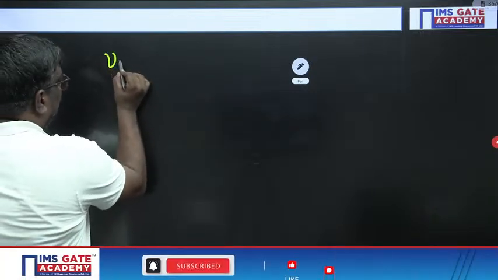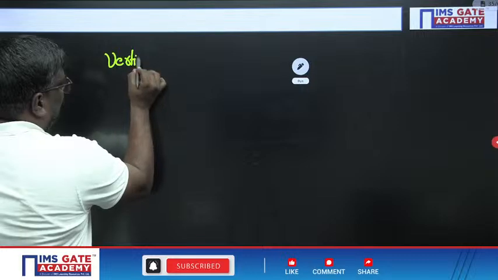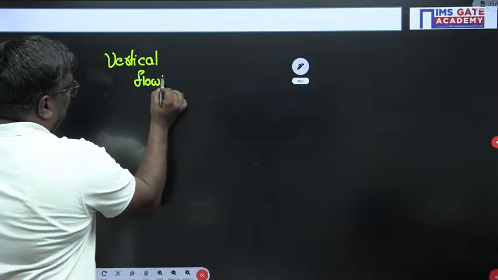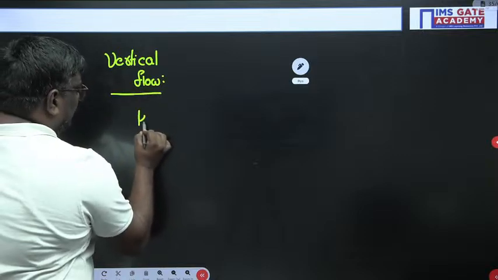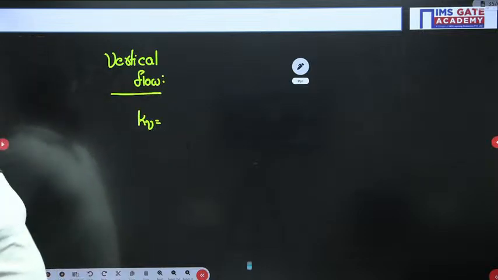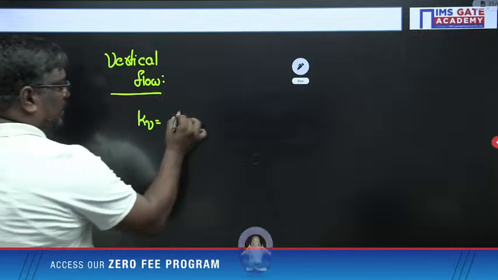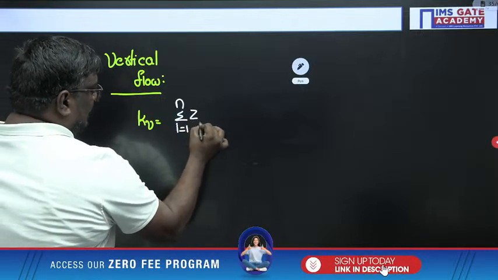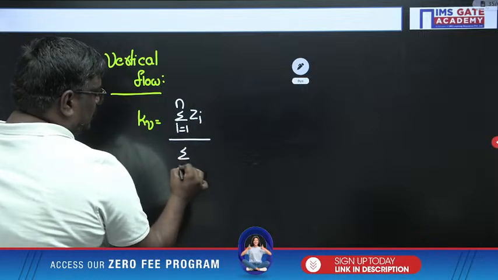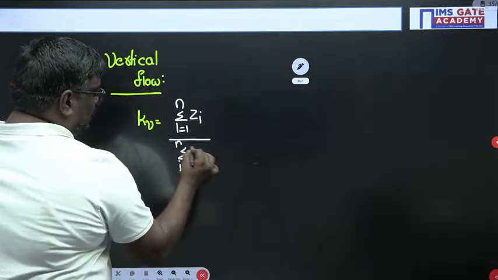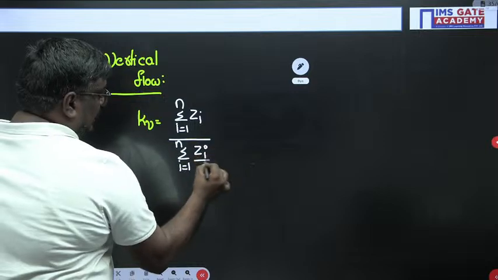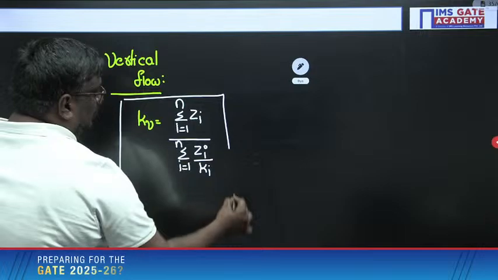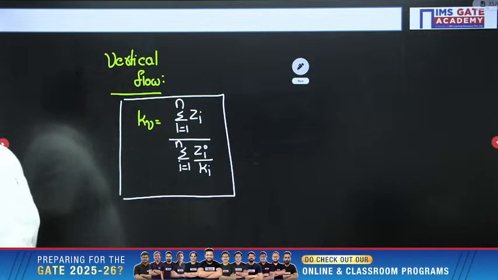Now, similarly, permeability in vertical flow. Sir, if I talk about permeability in vertical flow, how is it given? Permeability in vertical flow is given as the summation from i equal to 1 to n of Zi upon the summation from i equal to 1 to n of Zi by Ki. This is called the coefficient of vertical permeability.